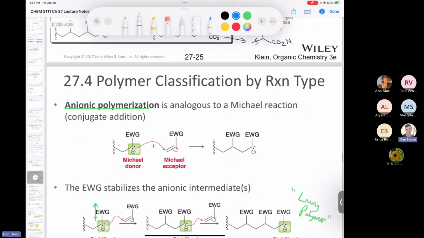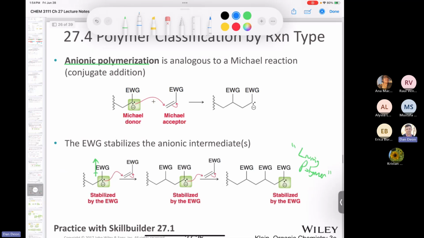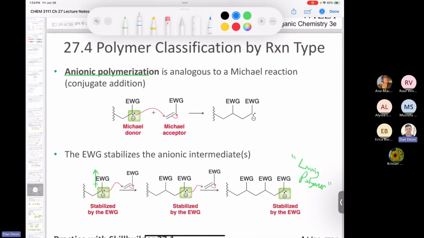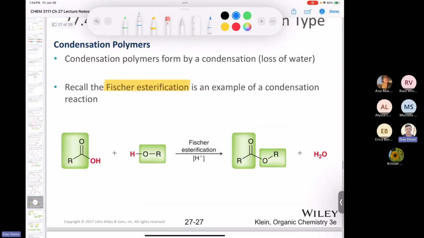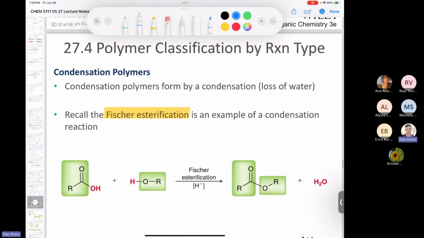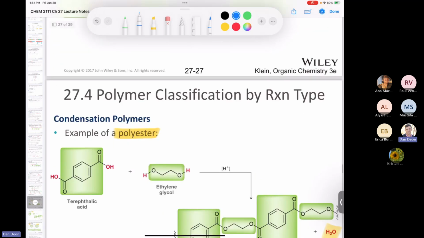We talked about the initiation, propagation, and termination steps. We talked about what a living polymer is. We talked about how an anionic polymerization reaction is analogous to a Michael reaction in that you have a Michael donor and a Michael acceptor. Then we looked at Fischer esterification, and I kind of snuck it in there. Why? Because you have to understand Fischer esterification in order to understand the first type of condensation polymer that we look at, which is a polyester, right?